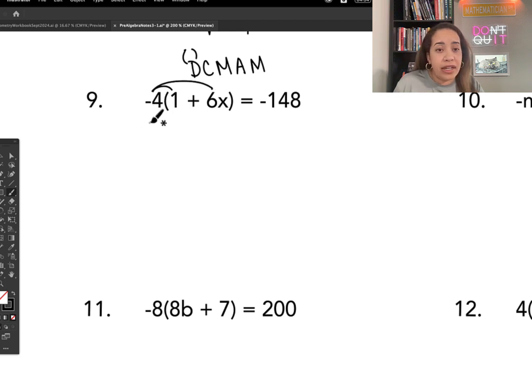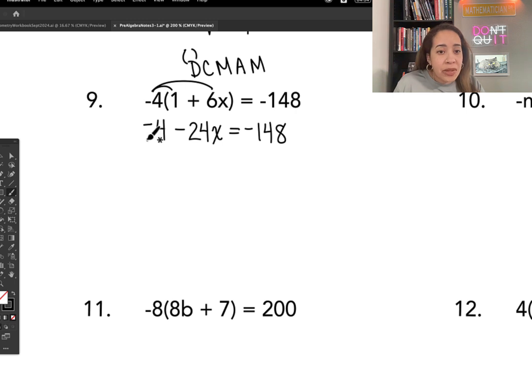Negative 4 times 1 gives us negative 4. Negative 4 times 6 is negative 24. 4 times 6 was 24, and since they have different signs and we're multiplying, we do get a negative 24. So I can write negative 24x. I'm going to copy down the rest of the problem and then continue to solve.